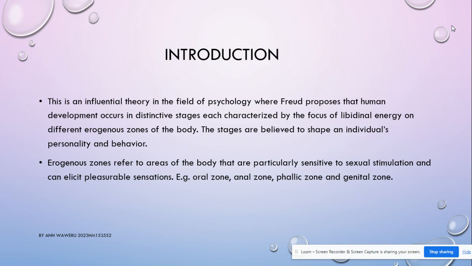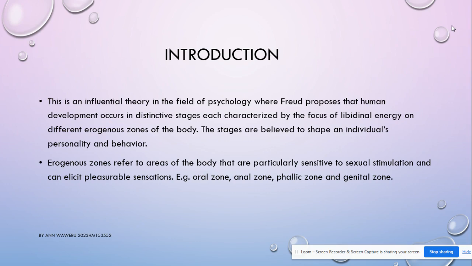So, the psychosexual theory of development proposes that human development occurs in distinctive stages, and each stage is characterized by the focus of libidinal energy on different erogenous zones of the body. Libidinal energy comes from the word libido, which refers to the sexual urge. The erogenous zones are areas of the body that are particularly sensitive to sexual stimulation and can elicit pleasurable sensations.